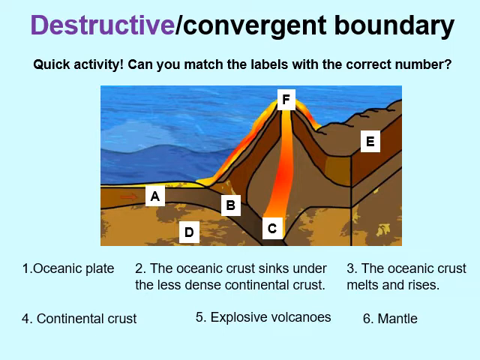Okay, let's check over those answers. So A, you should have oceanic plate, which is number 1. B is number 2. The oceanic crust sinks underneath the less dense continental crust. C is number 3. The oceanic crust melts and rises. D is number 6, which is the mantle. E is number 4, continental crust. And F is number 5, explosive volcanoes.